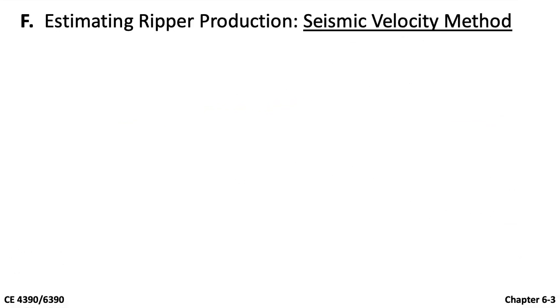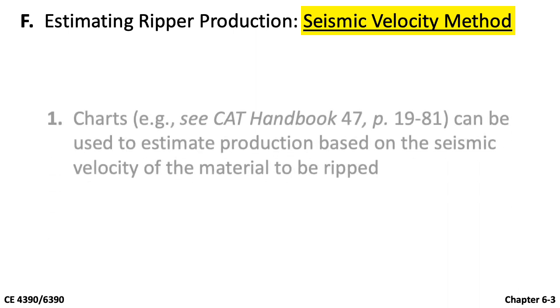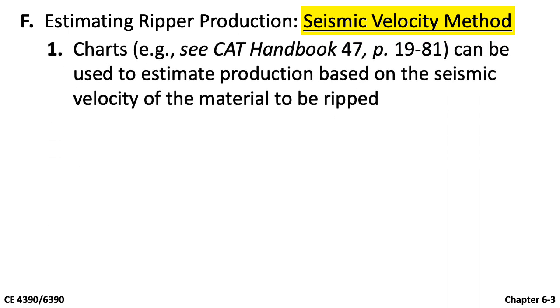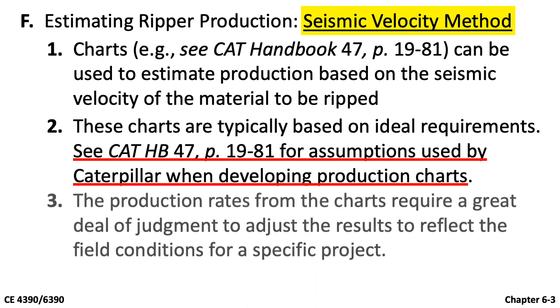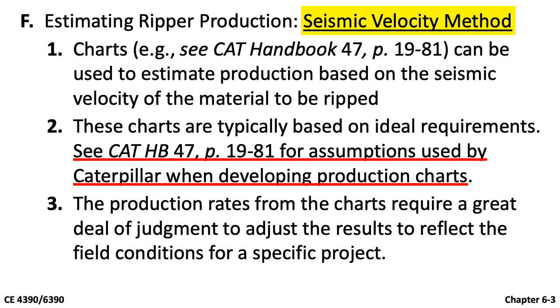Another method for estimating ripping production is to use the seismic velocity charts. For this method, we will use the performance charts in the Caterpillar Handbook. You can find the charts in page 1981 of the handbook. These charts are typically based on ideal requirements with various assumptions. You can find the details of those assumptions in page 1981 in the handbook. The production rates from the charts require a great deal of judgment to adjust the results to reflect the field conditions for a specific project.